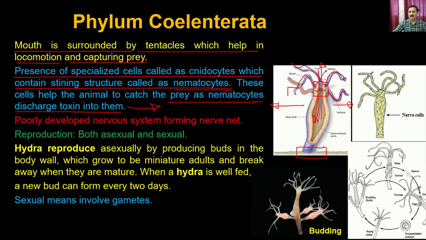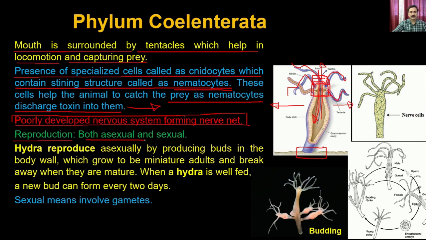So what you see here is there is no anus present. The mouth serves as the entry of the food, and the mouth is also used to throw out the waste. So the mouth serves as the mouth as well as the anus. There is a poorly developed nervous system. You can see here the nervous system, where nerve cells are connected to each other and form a nerve network.